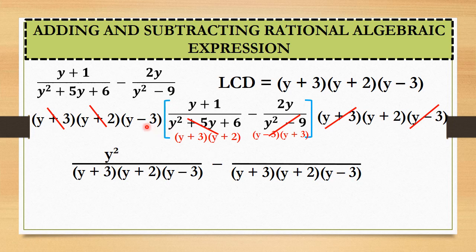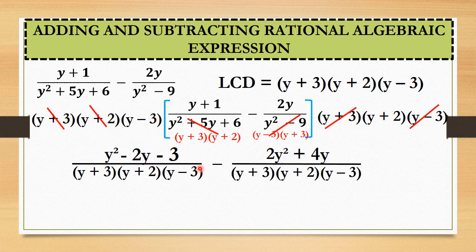Then, negative 3 times y, negative 3y plus the product of y and 1, that is positive y. So, negative 3y plus positive y, we have negative 2y. Then, the last term, negative 3 times positive 1, we have negative 3. Dito naman, so minus, then multiply 2y times y plus 2. So, 2y times y by distributive property, that is 2y squared. Then 2y times positive 2, we have positive 4y.